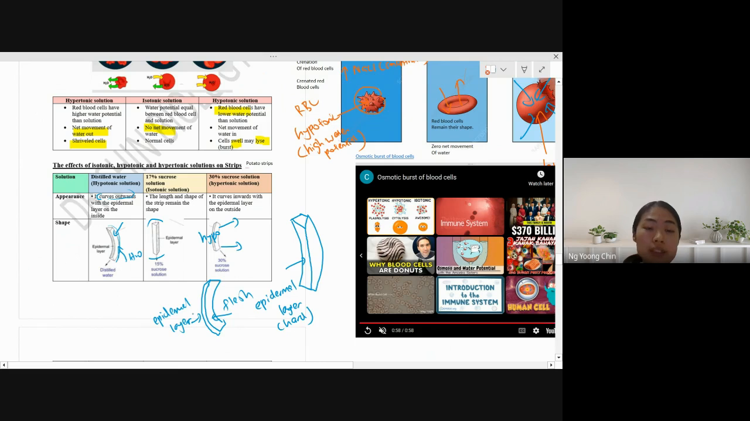Okay, so remember that the direction of the potato strips curve either outwards or inwards. If they absorb the water, they'll be curving outwards, because the curving parts refer to the flesh part of the potato. The flesh part means the part that we eat. So that's it for the potato strips. You just need to know their appearance, how they are curving outwards or inwards based on the type of solution that you put inside.